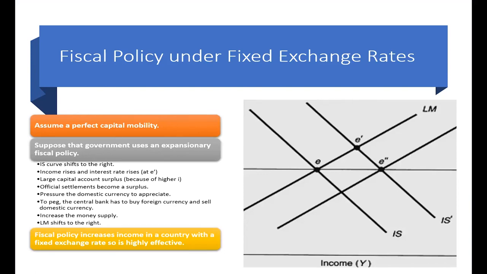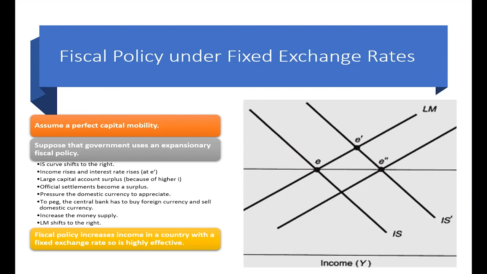Now, let's look at a situation of a fixed exchange rate, but fiscal policy now. Fiscal policy, again, assuming fixed exchange rate, and we will still assume perfect capital mobility, so the BP curve is horizontal. IS curve is still negatively sloped, as we expect. LM curve positively sloped. So the government, suppose, uses an expansionary fiscal policy. They increase the government expenditure or they decrease taxes, either one or a combination. What that does is that it shifts the IS curve to the right.